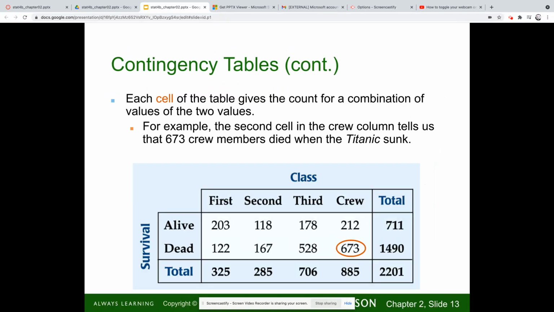Look at this, this is not funny at all. I thought it said that 673 members sunk.